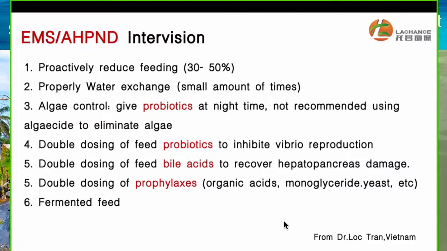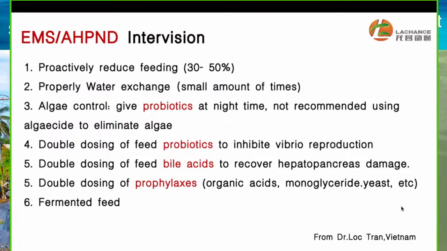The next suggestion, we can double dose the prophylaxis, like the organic acids, monoglycerate, like this, try to double the dosing to adjust the water condition. And the last suggestion is that we can ferment the feed. This is not a very easy method to take, but if some shrimp farmers have a suitable condition, you can try to ferment the feed.